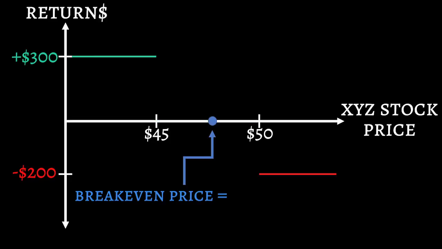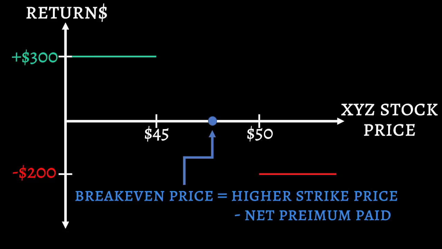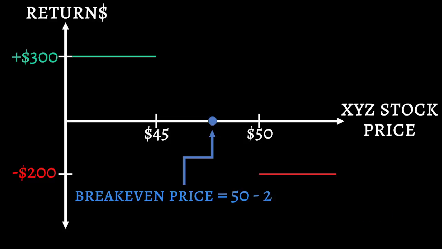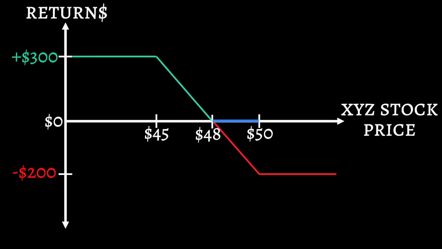The break-even price would be computed by taking the higher strike price and subtracting the net premium paid. In this example, you would break even when XYZ is at $48. As XYZ goes from $50 to $48, your return would go from negative 200 to 0. Then, as XYZ goes from $48 to $45, your return would go from 0 to 300.